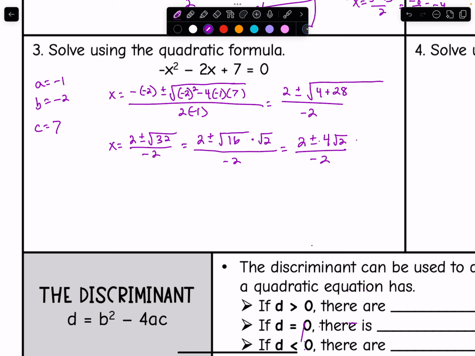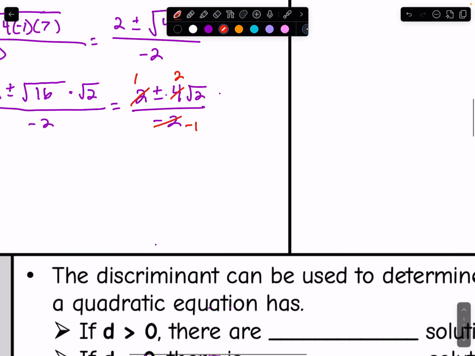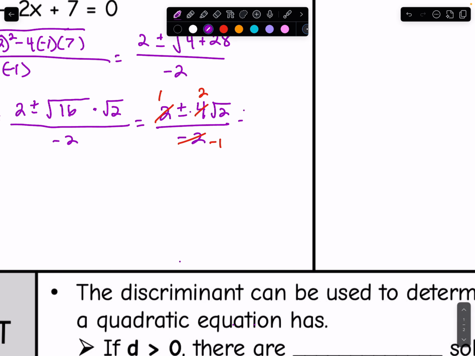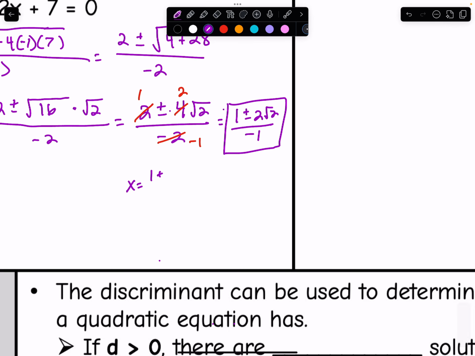All right, so I can then simplify. 2 divides into all of these. So 2 divides into that, it becomes a -1. 2 divides into that, it becomes a 1. 2 divides into that, becomes a 2. So this will be 1 plus or minus 2 root 2 over -1. So you can write your answers like that. Remember that that's two answers, or you could separate them. You could say x equals 1 plus 2 root 2 over -1, or x equals 1 minus 2 root 2 over -1. You can write it either way.